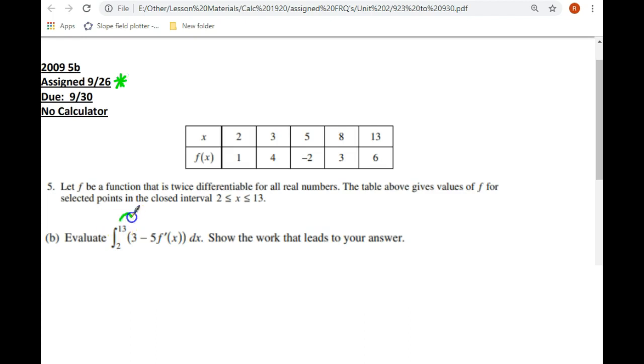what we're going to do is apply the integral to the pieces separately. So what's the integral of 3? Well, the integral of 3 is 3x, right? Minus, constant multiples just stay, but what's the integral of f prime of x? That's f of x, right? And then we're evaluating that on the interval from 2 to 13. So I'm going to let you guys take it over from there.